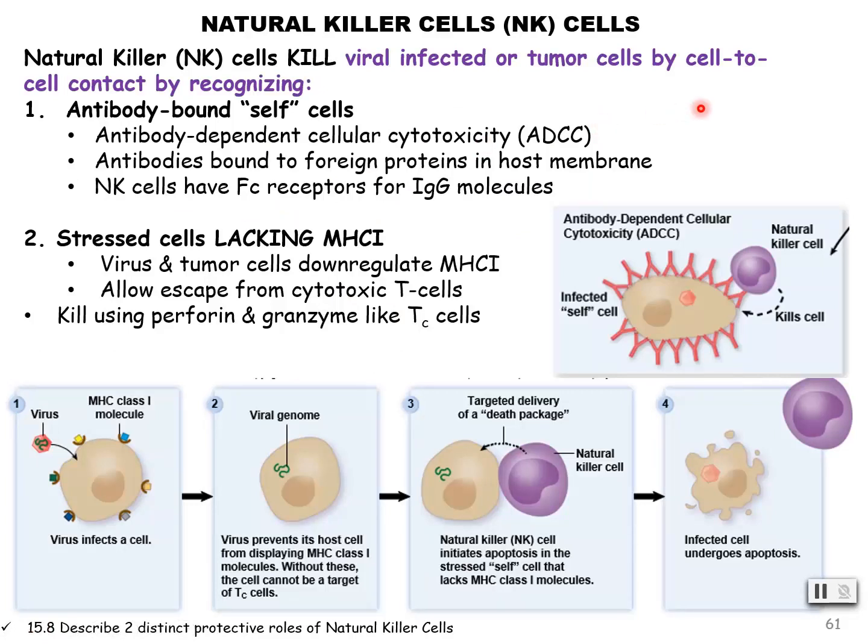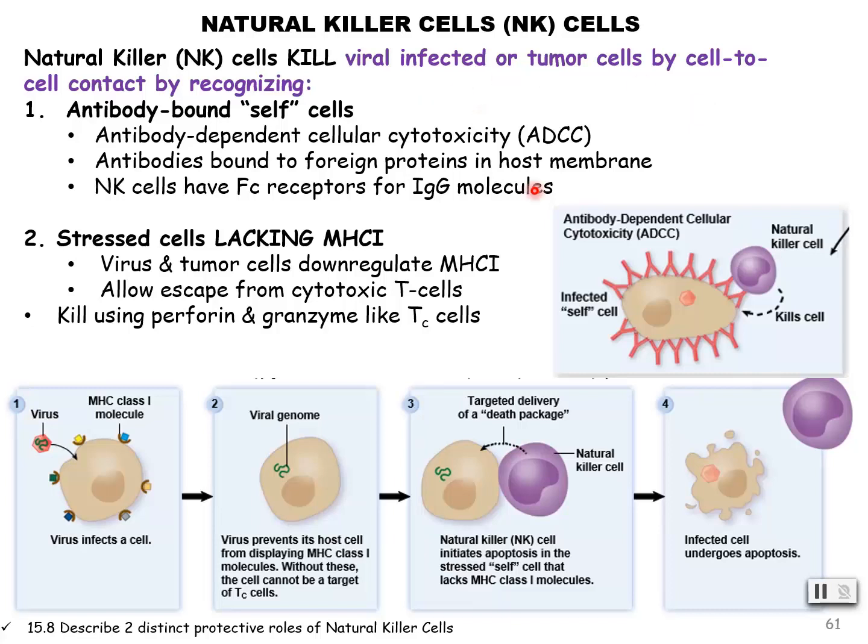All right, so we're wrapping it up, so hang with me. This natural killer cell is actually part of the innate immune system. So they are not specific, meaning they don't recognize a particular antigen. They do kill virus-infected cells or tumor cells by cell-to-cell contact in the same way, using perforin and those proteases, granzyme. They have two distinctive protective roles.